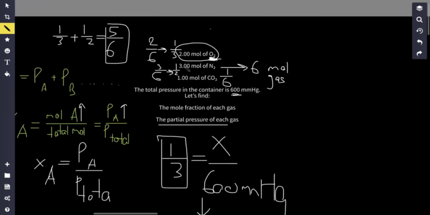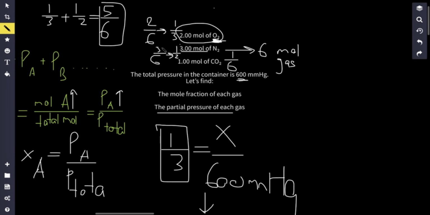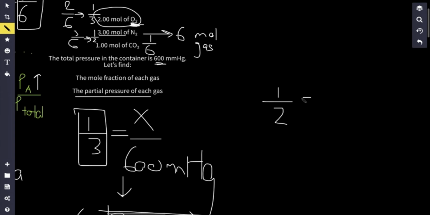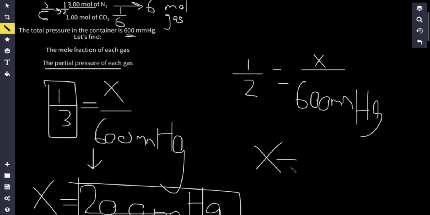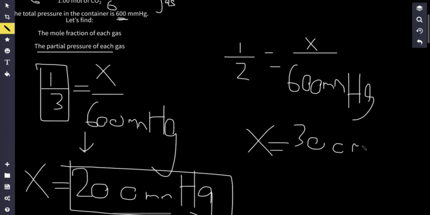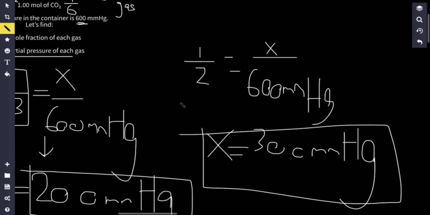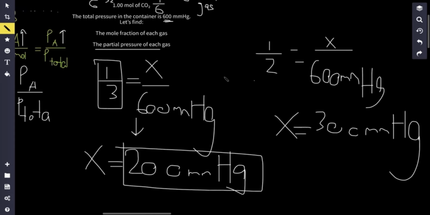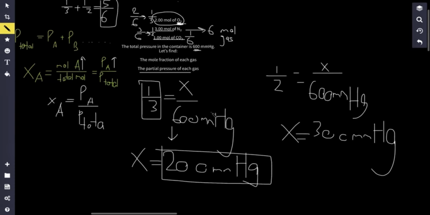If we do N2, let's find the partial pressure for N2. Remember we said that it has a mole fraction of 1/2 because it makes up 1/2 of the gas. So if I set up the same equation and solve for x, I get that x is equal to 300 millimeters of mercury. Notice how, because it makes up 1/2 the gas, it makes up 1/2 the total pressure.